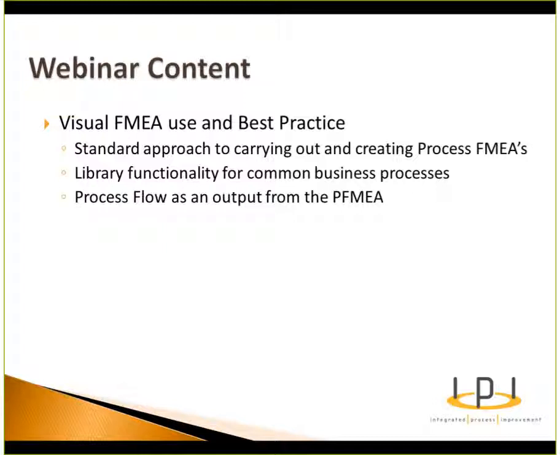There's a library function there, so think about your common business processes that exist, the risks associated with those. We can very easily pull those in and efficiently create a process FMEA, and an output from that, because at the same time as you map in the operations and process steps, we can also display a process flow. So I'll show you how all that happens.